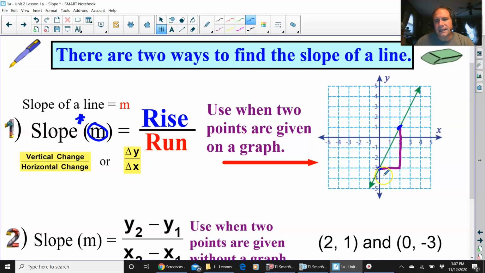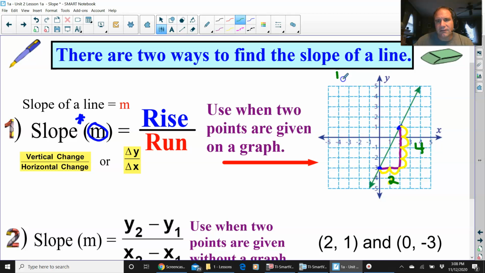So let's go ahead and see what this is. From here to here, and I'm going to do this in yellow, from here to here is 1. From here to here is 2. So I'm going to put a 2 down, because I did go to the right 2. Then I'm going to go up 1, 2, 3, and 4. So now I'm going to put 4 on the outside like this.